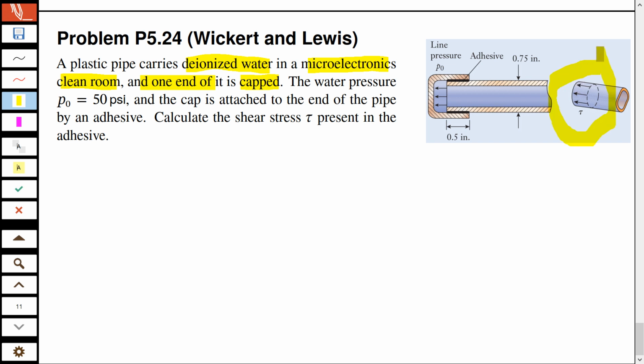डायग्राम क्यों शो किया हुआ है? यहाँ पे आपको क्या सिंबल नजर आ रहा है? टाउ. टाउ किसका सिंबल है? shear stress. तो shear stress यहाँ पे क्यों होगा, मुझे बताएं. ये डायग्राम देख के बताएं. इस कैप को छोड़ दें, कैप कंफ्यूज कर रहा है आपको.